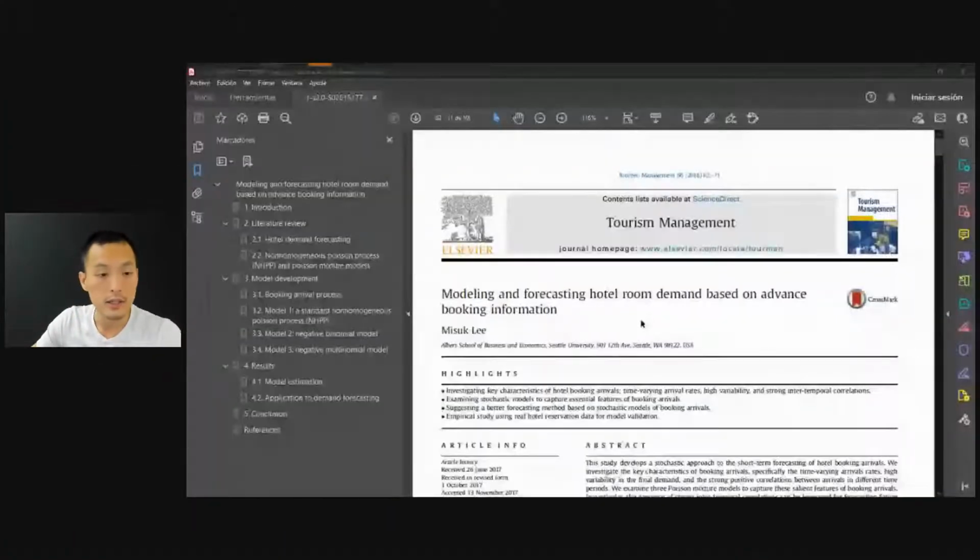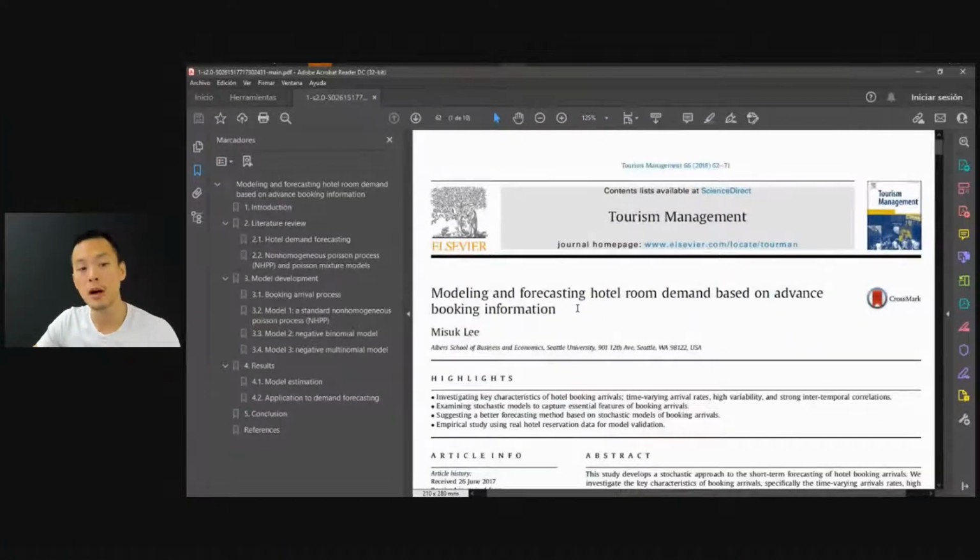Let me switch the screen real quick. Give me a second here. I'm going to go to the PDF. There. All right. So the title of the paper is Modeling and Forecasting Hotel Room Demand Based on Advanced Booking Information. Right. So right off the bat, just from the title, I see modeling and forecasting. So I know that it's going to be very mathematical. Right? So right off the bat, I go, this paper will be too difficult for me.